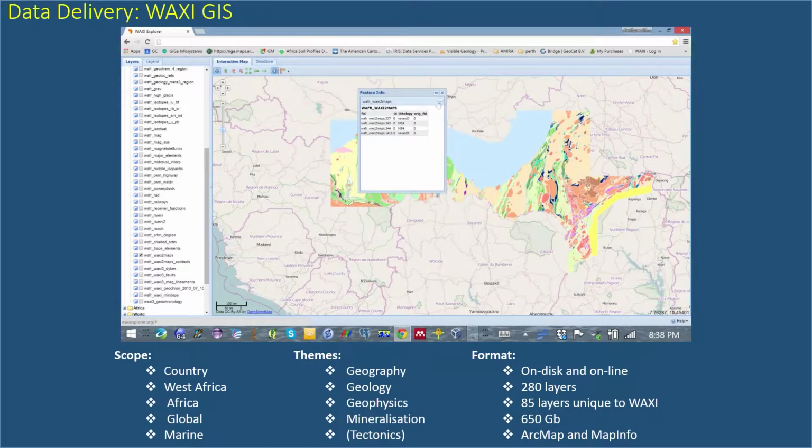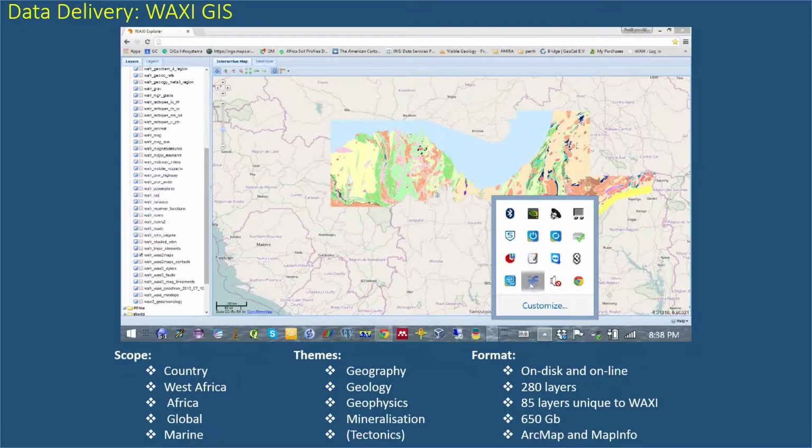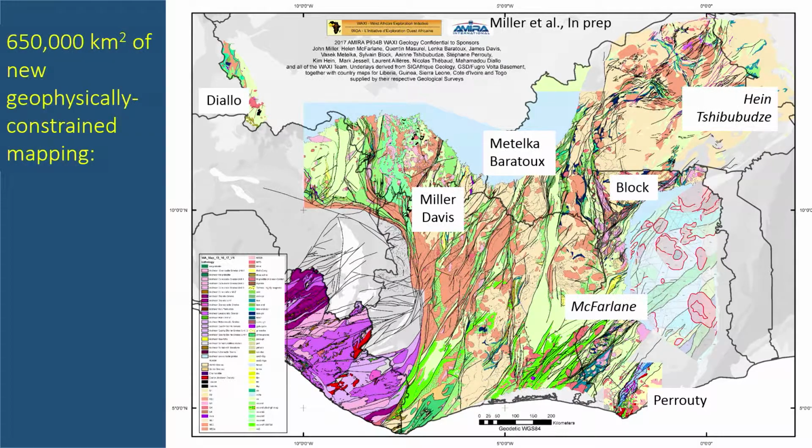So this is not just data that you can see, you can actually download it and use it as you're going along. That's enough of that. Of course, I talked about the 1933 map.